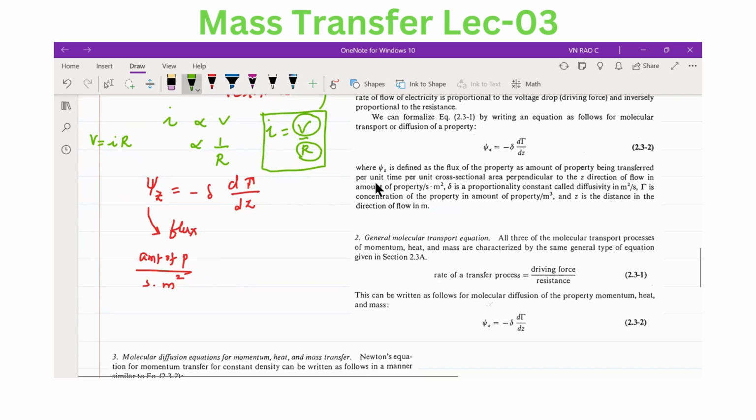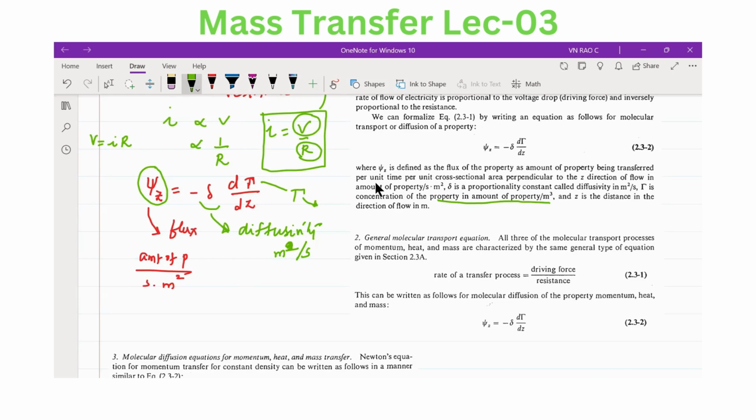So remember, on the left-hand side this term is a flux. Now on the right-hand side, this term is a proportionality constant. Don't confuse it with rho or something like that. It is called diffusivity, with units of meter square per second. The third quantity, the symbol tau, is the concentration of a property, that is, the amount of property per volume, so the amount of property per meter cube.